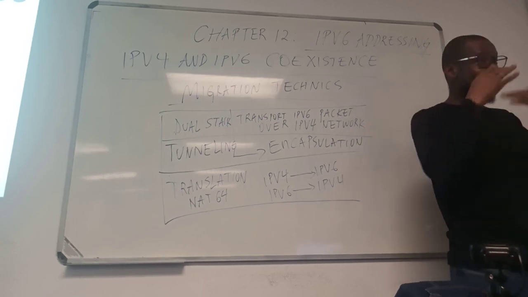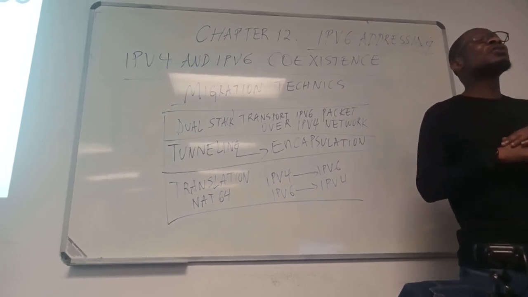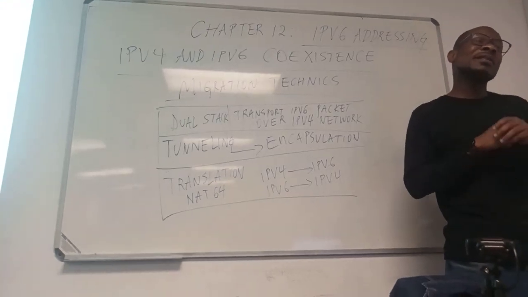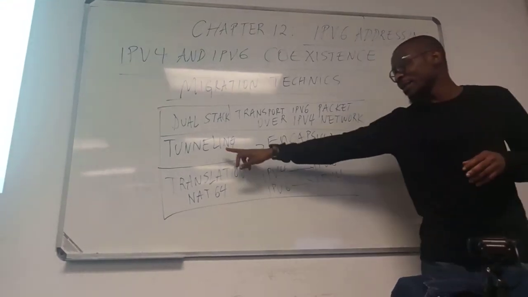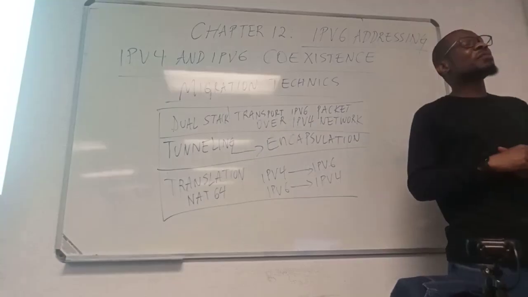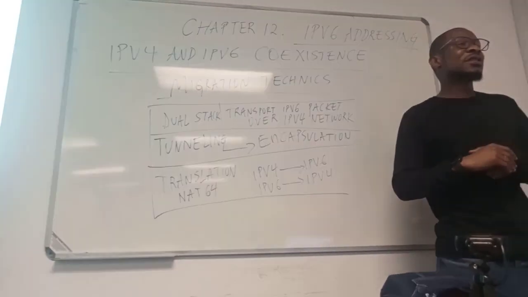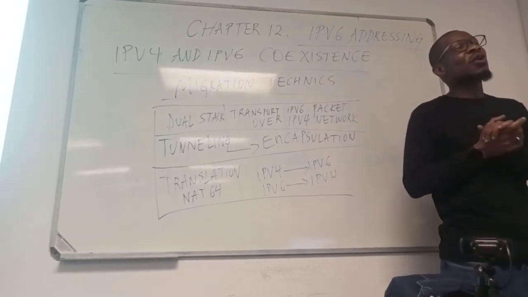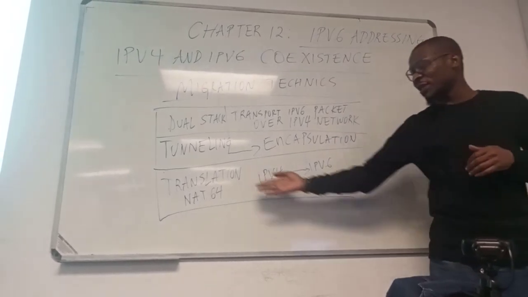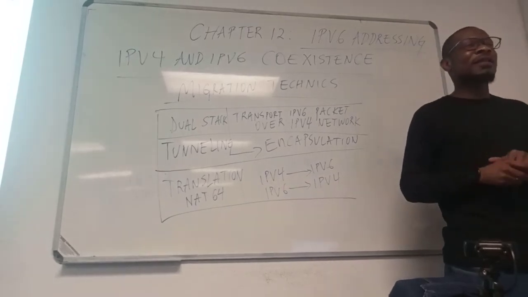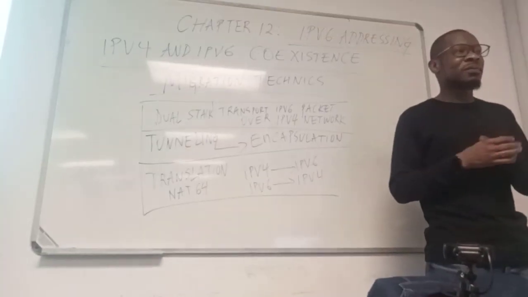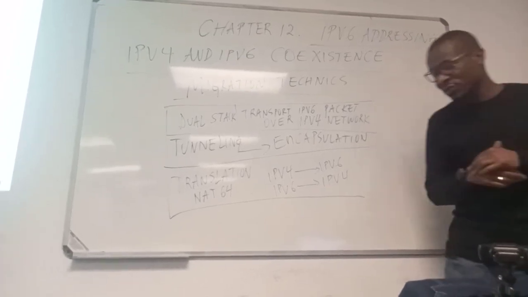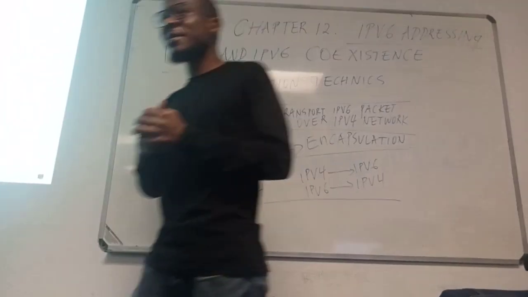So the questions can change. They can ask you which method will allow you to encapsulate your IPv6 inside IPv4, tunneling. Which method will allow you to convert or to translate your IPv4 to IPv6, or your IPv6 to IPv4? It's what? Translation, or NAT64. Alright? So any question about those three types of migrations?